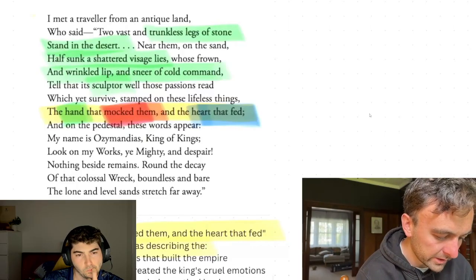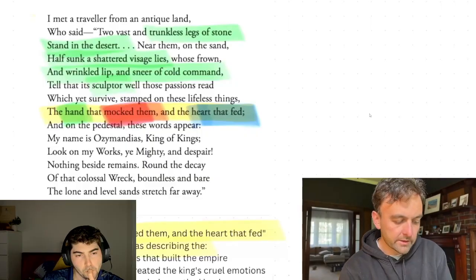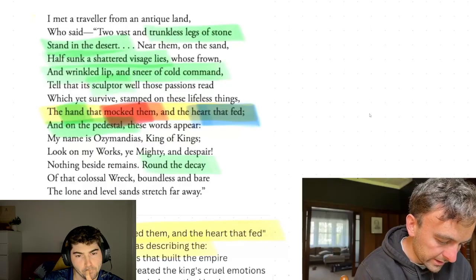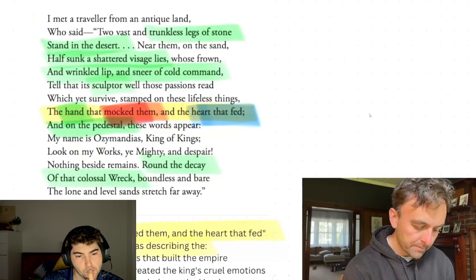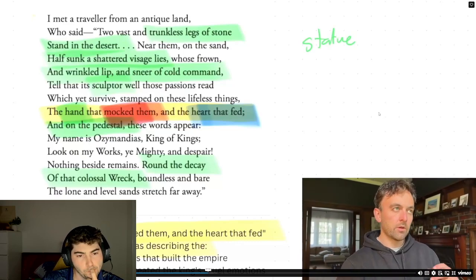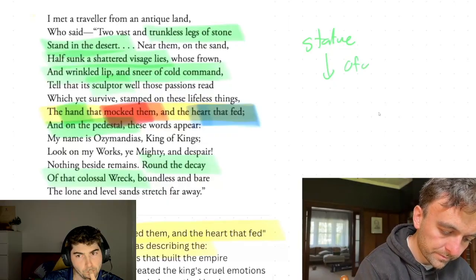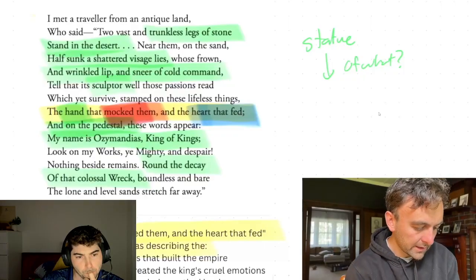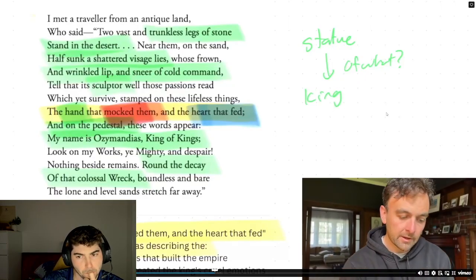As we keep looking at all this, we can say, all right, this sounds to me a lot like a statue. There are other clues as well, that there's a pedestal, the decay, colossal wreck. All of these things tell me that there's a statue. This is a statue that we're talking about here. So it's the hand of the statue. Well, it's a statue of what? Who is that statue? We've already alluded to this: we have Ozymandias, king of kings. So it's a statue of a king. And then we can start to move on.